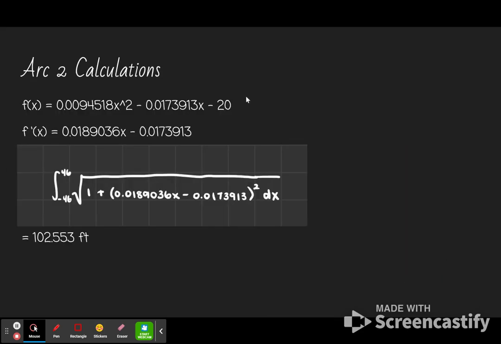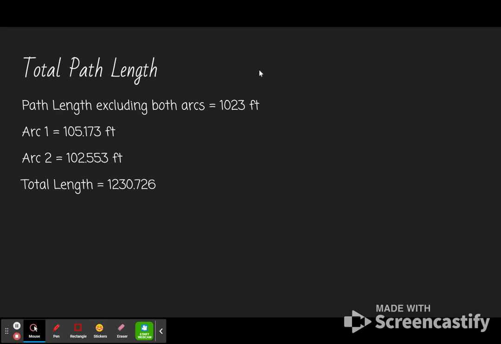And again, I plugged this into a quadratic regression calculator, got the following equation, and I once again took the derivative of that and plugged it into the arc length formula. And the result I got was 102.553 feet.